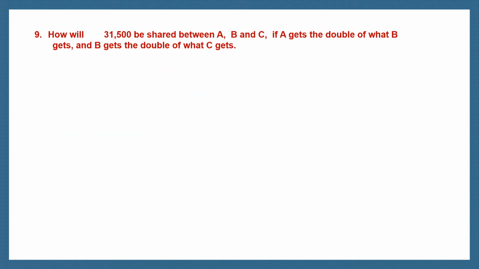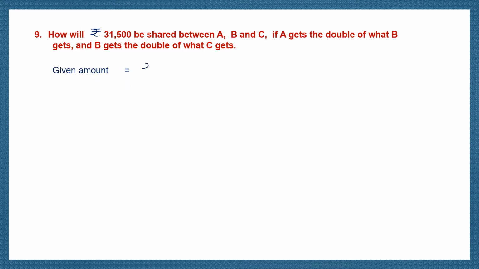So let's move on to the next one. How will 31,500 rupees be shared between A, B and C if A gets double of what B gets and B gets the double of what C gets? Okay, that sounds a little complicated, isn't it? But it is simple. So let's start.